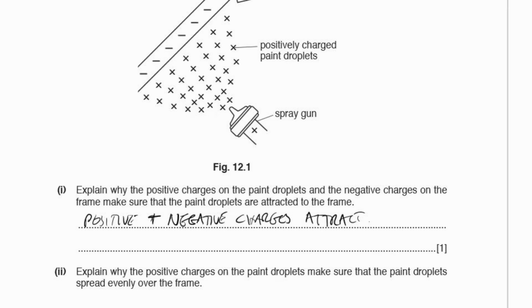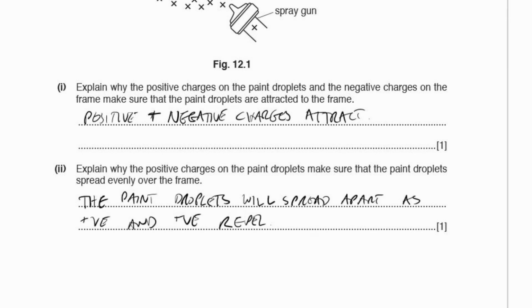Part 2. Explain why the positive charges on the paint droplets make sure that the paint droplets spread evenly over the frame. Well, the paint droplets are going to spread evenly because they're going to separate, because positive and positive repel. So the paint droplets will be repelled from each other. You could just say like charges repel. That's absolutely fine. That'll spread them out.